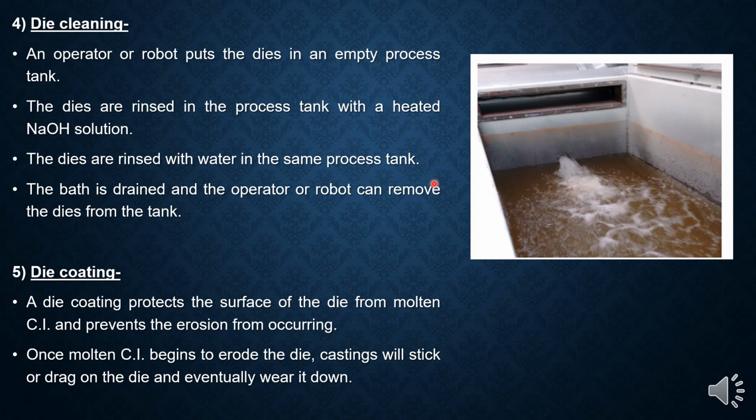Next is die coating. Die coating protects the surface of die from molten cast iron and prevents the erosion from occurring. Once molten cast iron begins to erode the die, casting will stick or drag on the die and eventually wear it down. So die coating is nothing but to prevent our die from corrosion and wear.